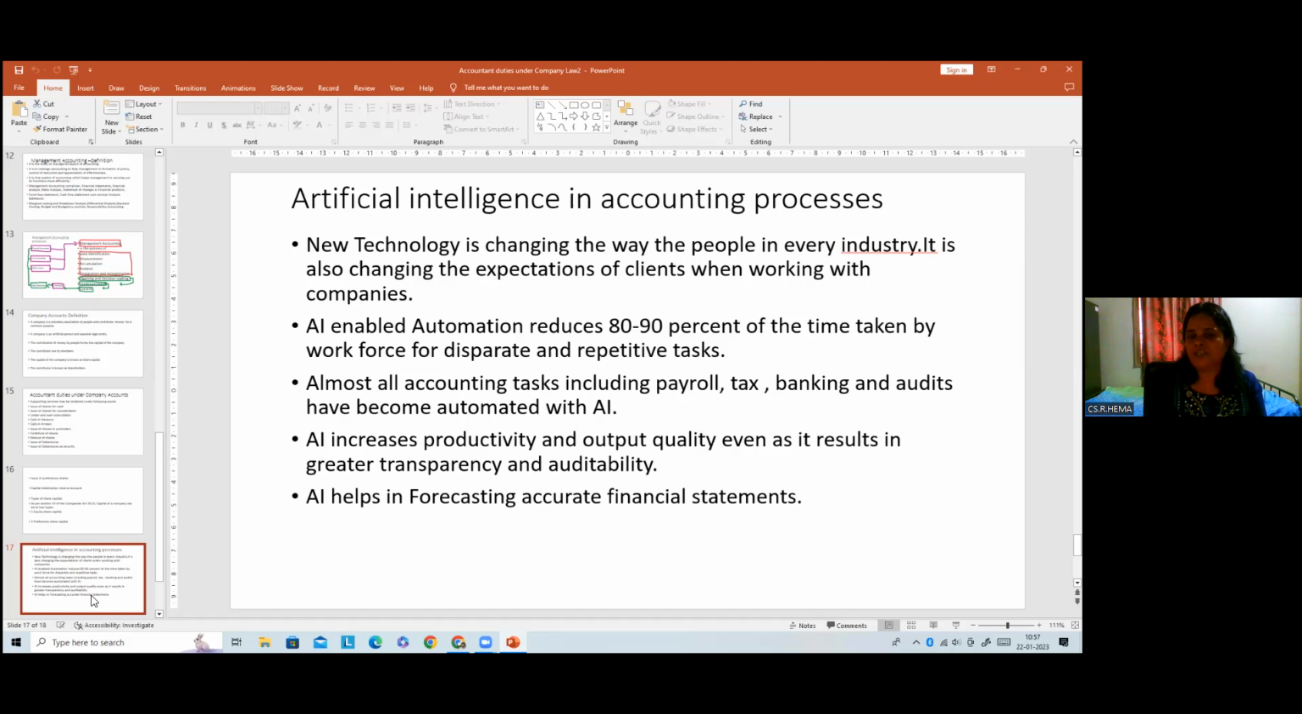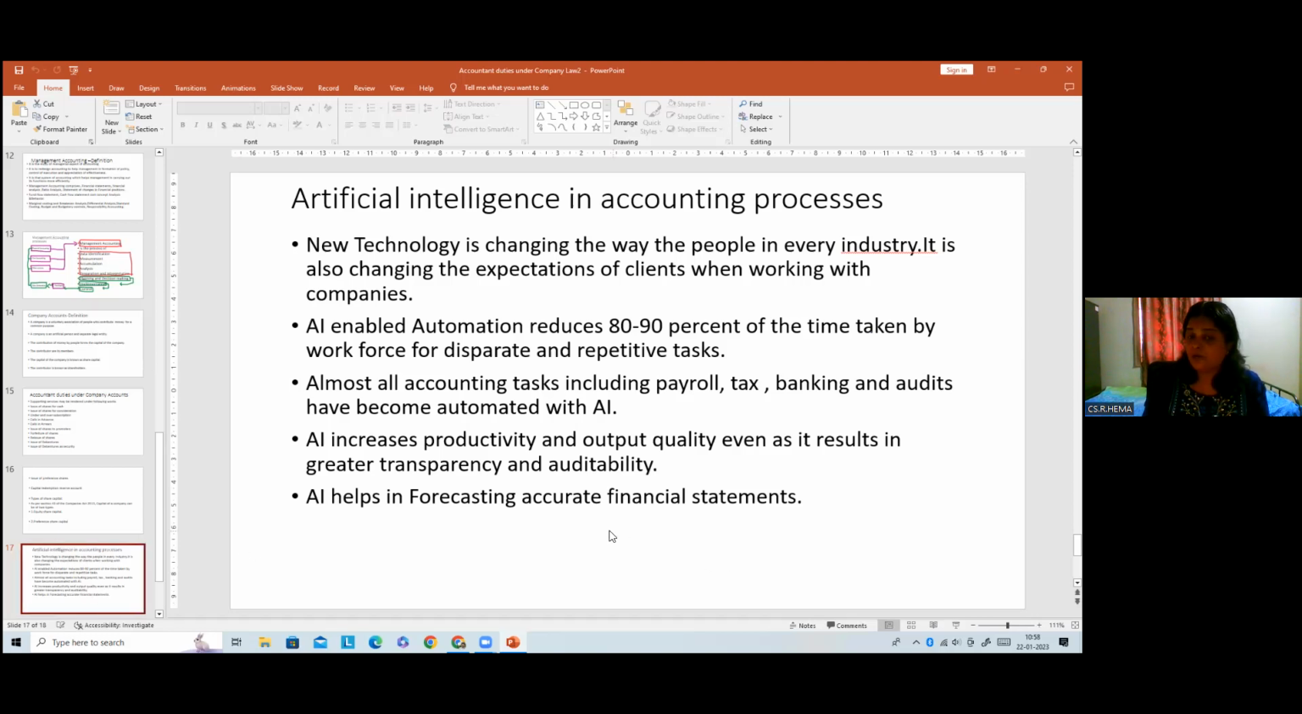So almost all accounting tasks, including payroll, tax, banking, and audit, have become automated with AI. AI increases productivity and output quality even as it results in greater transparency and auditability. You are doing audit work, but it will do the audit work by itself. Automatic auditability, transparency also. Just as an example, if you want to take today's profit per day, it will give it. How is it giving? It gets all the day-to-day information, and uses its automation to give us this type of important reports. If we build on this technology, it will also be easier to take the reports.